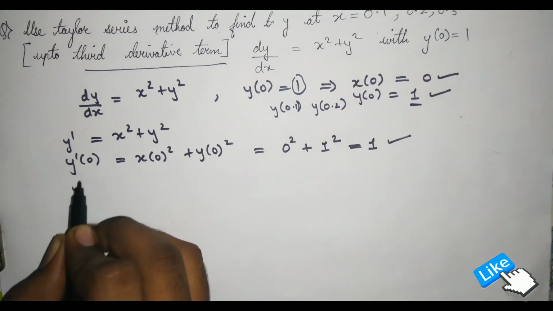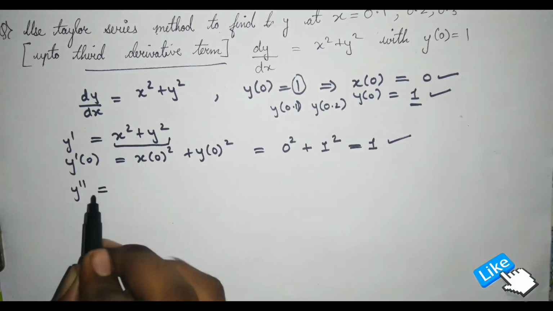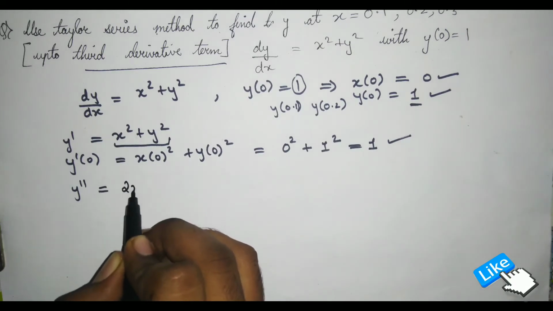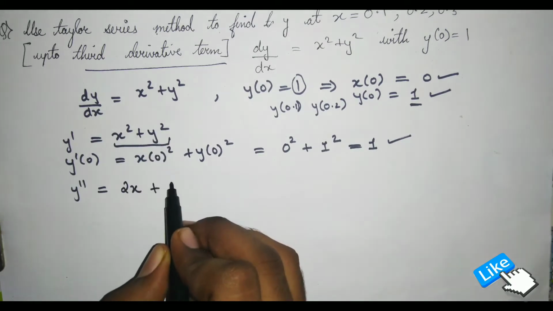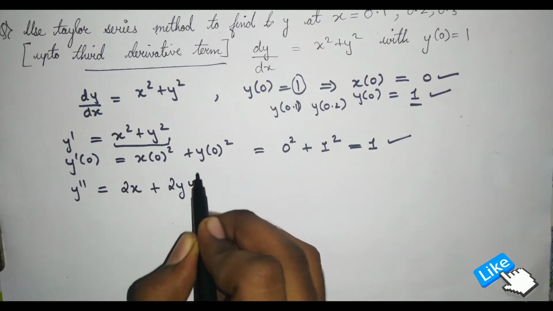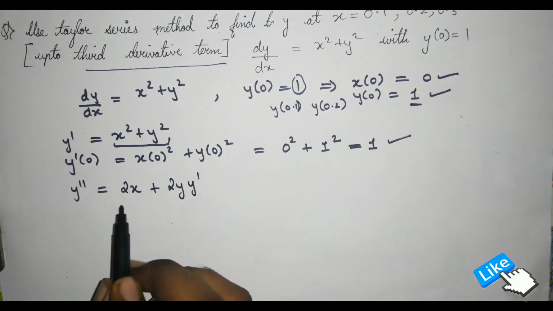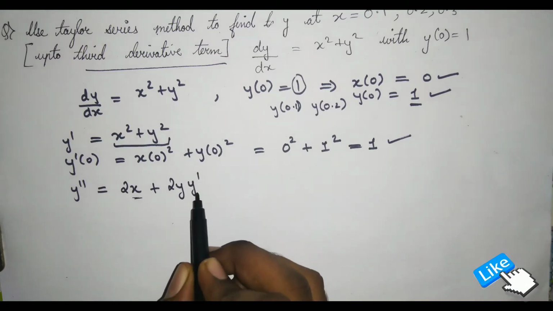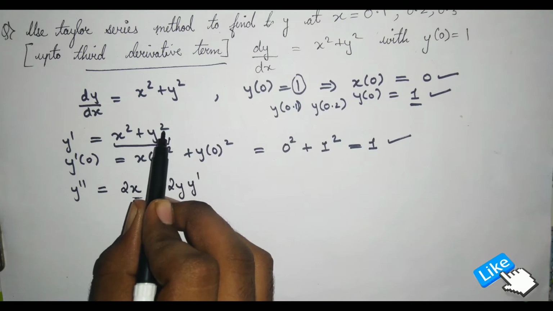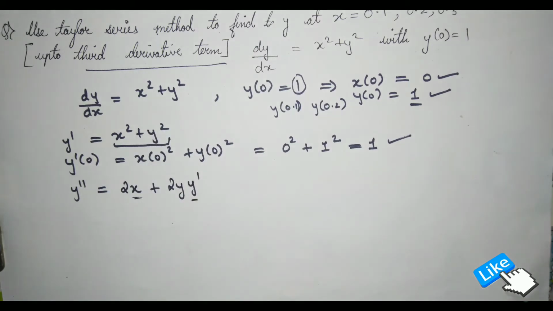that is y double dash. So we have to differentiate this term with respect to x. So x square differentiation is 2x, plus y square differentiation will be 2y into differentiating y with respect to x, that means y dash. I hope you know the differentiation. We have to differentiate with respect to x, not with respect to y. So 2y will be the differentiation of this term, and again you differentiate y with respect to x, that will give me y dash.